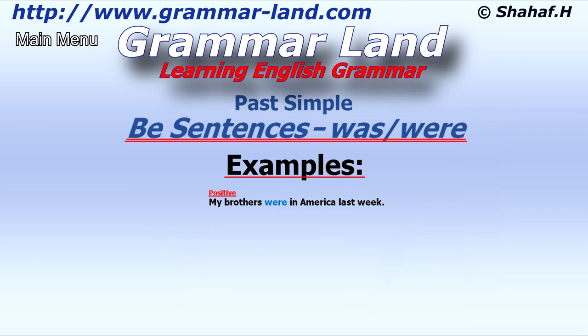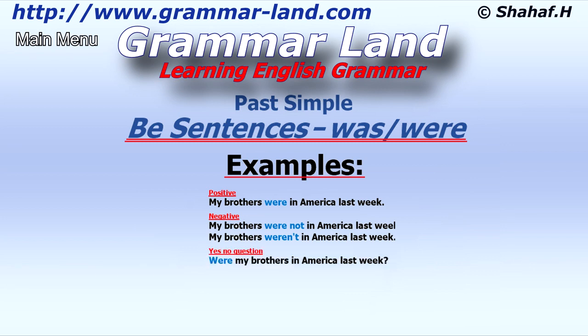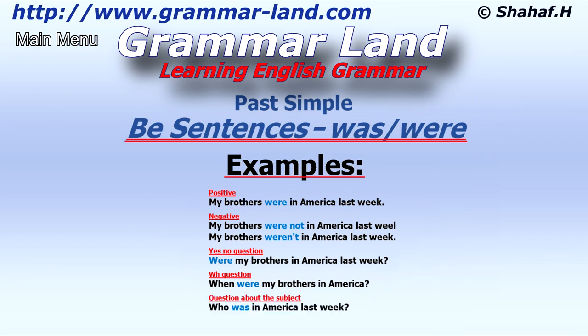Positive. My brothers were in America last week. The subject, my brothers, is equal to they, therefore, we use were in this sentence. Negative. My brothers were not in America last week. Or, my brothers weren't in America last week. Yes no question. Were my brothers in America last week? WH question. When were my brothers in America? Question about the subject. Who was in America last week? No need to say, here also we use was.